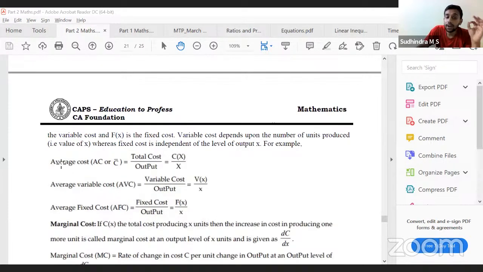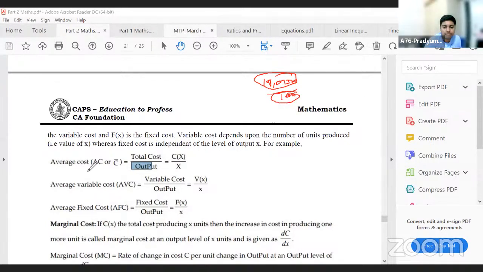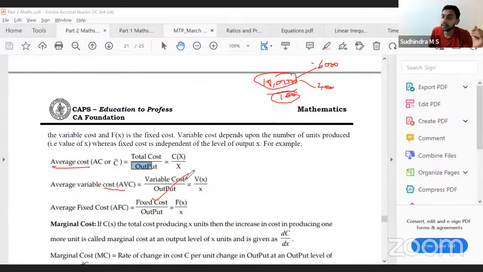Where do we use this? To calculate average cost: total cost divided by output, C of x divided by x, is the average cost per unit. If the total cost is 10,000 and the number of units produced is 100, what is the cost per unit? 10,000 by 100. Similarly, average variable cost: out of 10,000, let's say 6,000 is variable cost and 4,000 is fixed cost. 6,000 by 100 is the average variable cost, and 4,000 by 100 is the average fixed cost.